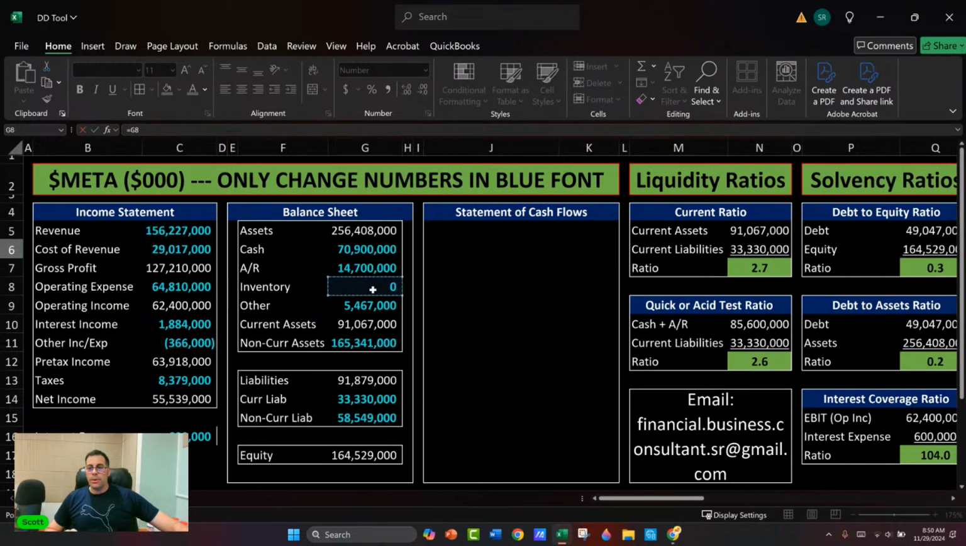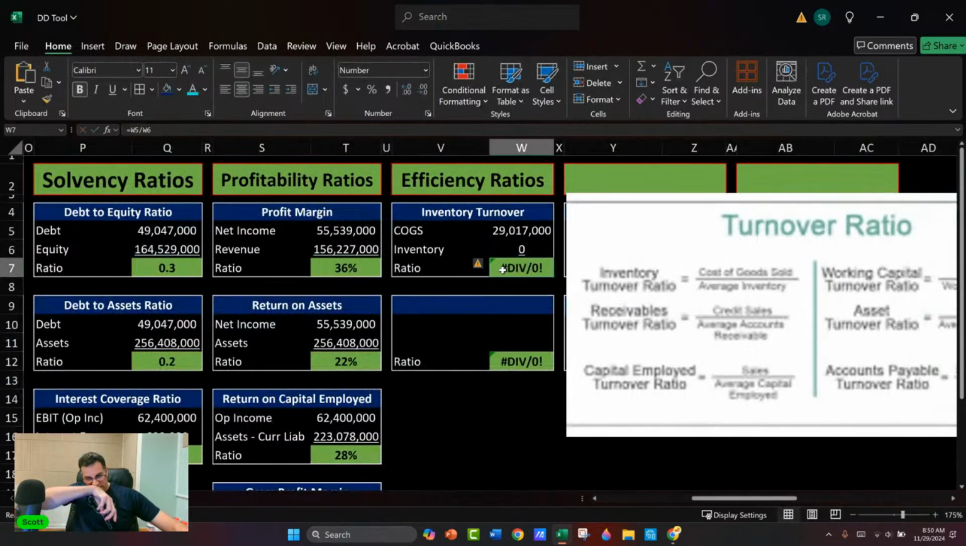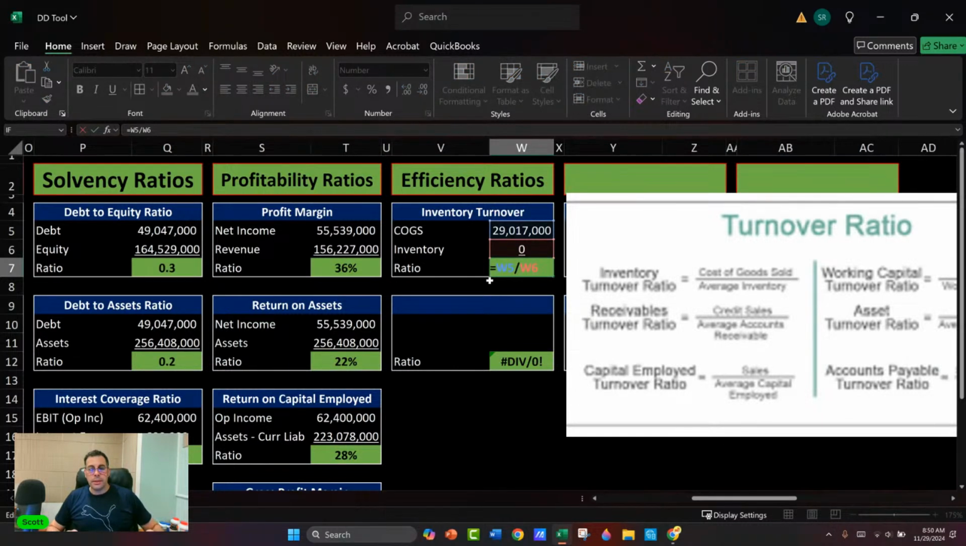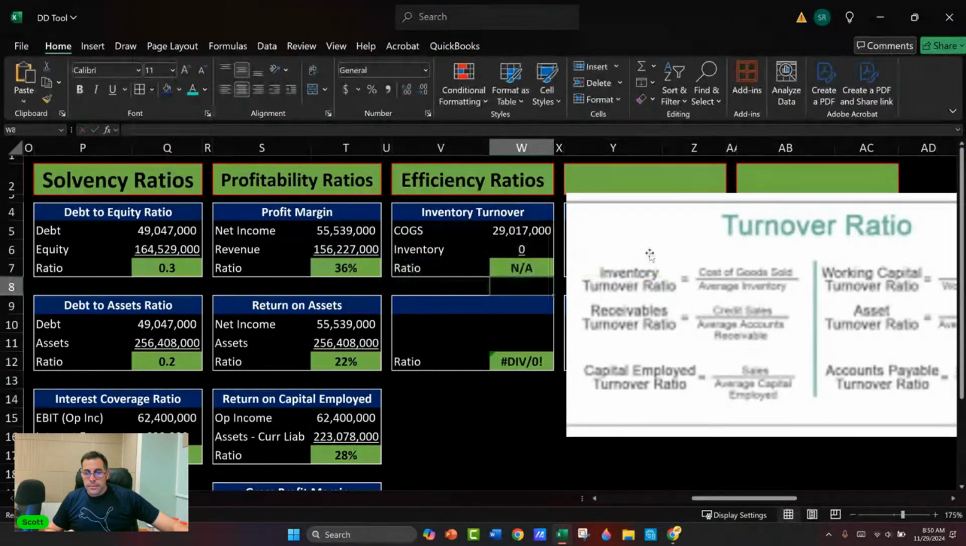But there's no inventory. They don't have inventory, so this wouldn't even apply for this. I'll put NA, because they don't have inventory.